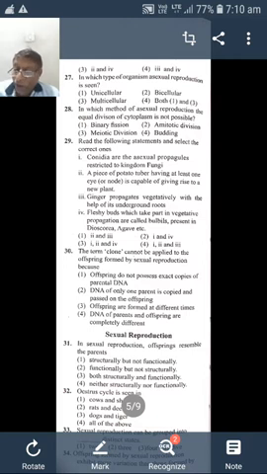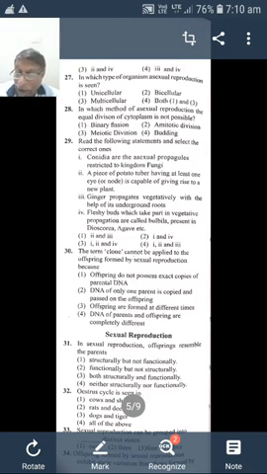Unicellular, bicellular, multicellular, both first and third. See, in which type of organism asexual reproduction is seen means asexual reproduction is observed in unicellular organisms commonly, but also found in multicellular organisms. Okay, not bicellular like that. The answer is both first and third.